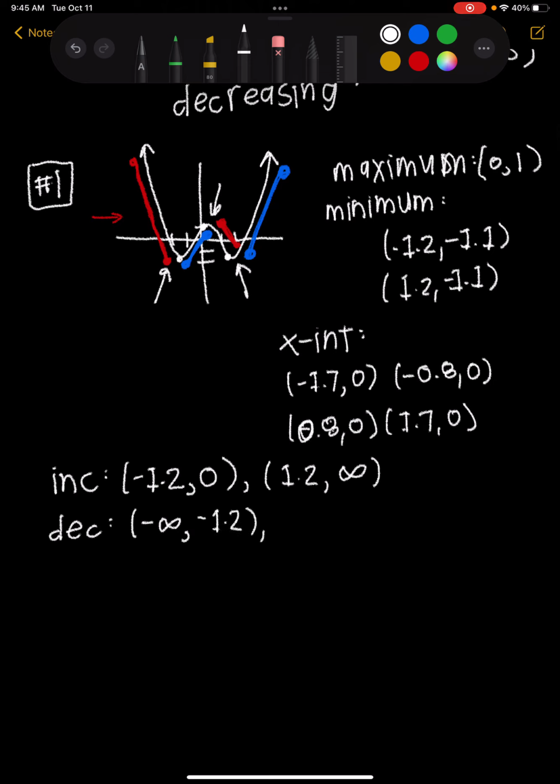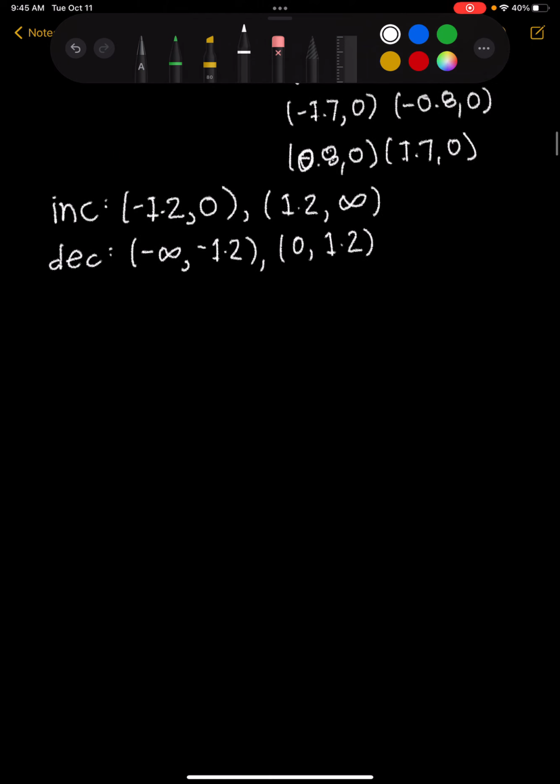And then it's also decreasing for this chunk right there. It's decreasing from where x is 0 to where x is 1.2. And there we have it. Those are all of the key features that we're going to be talking about in this self-check. Okay, let's go through another example.